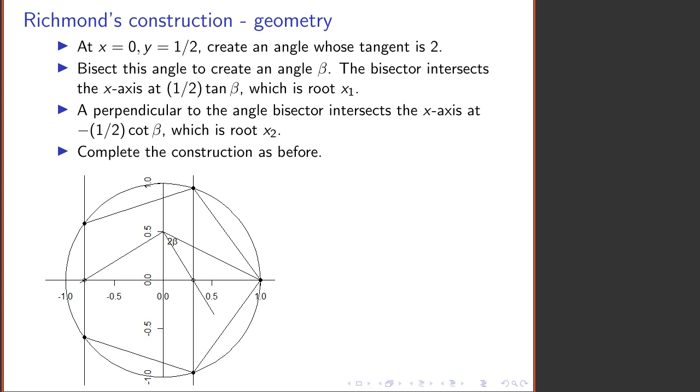To construct beta, we bisect the angle, one of the earliest constructions in Euclid Book 1, and the place where that bisector intersects the x-axis is 1/2, this length, times the tangent of 2 beta. That's our root x1. If we construct a perpendicular to that bisector, we can also construct the point negative 1/2 times the cotangent of beta. Bingo! We draw the 2 vertical lines, and we completed the construction in exactly the same way. And I think in terms of number of uses of the compass required, this is probably the most efficient construction of the regular pentagon ever devised.